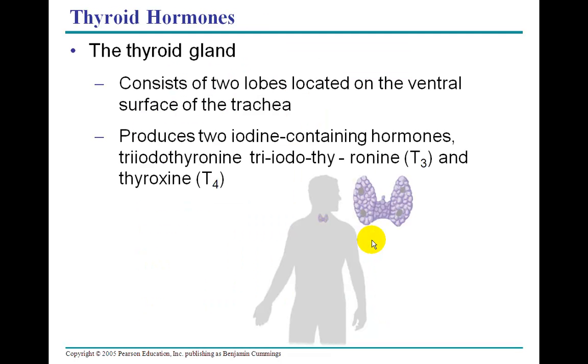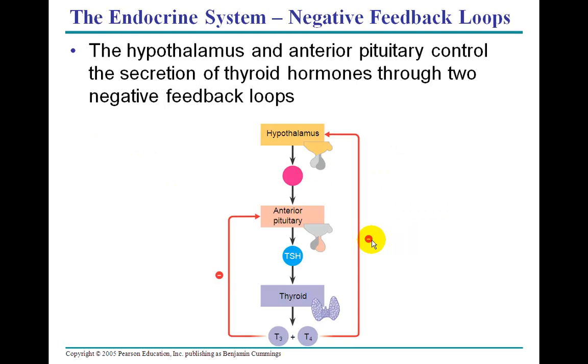The thyroid gland consists of two lobes located on the ventral surface of the trachea. It produces two iodine-containing hormones. One's called T3 and the other's T4. T3 is triiodothyronine, and T4 is thyroxine. You need to make sure you can separate those two in your notes.